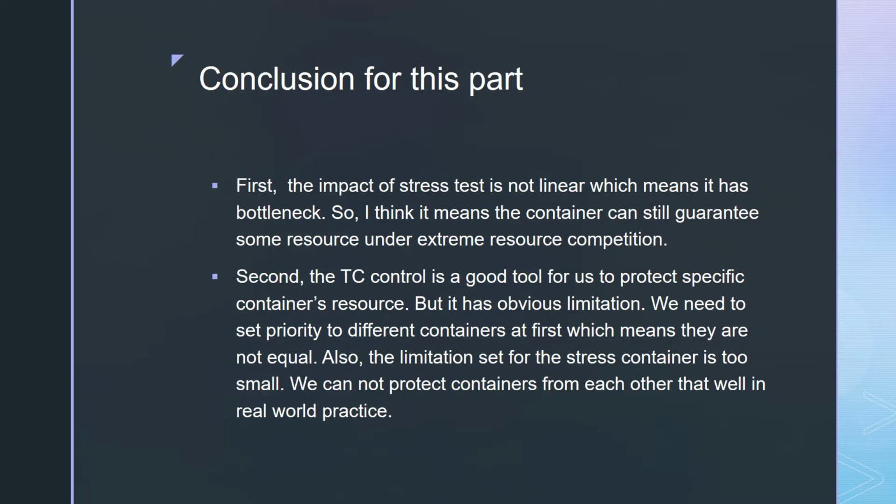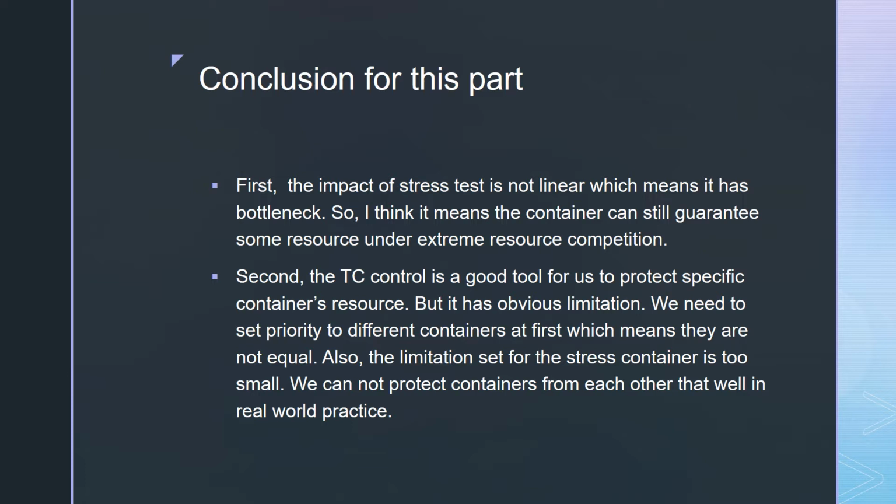Then based on the analysis, we can draw conclusions for this part. First, the impact of the stress test is not linear, which means it has a bottleneck. So I think it means the container can still guarantee some resources under extreme resource competition. The second is that the TC tool is really a good tool for protecting a specific container's resources, but it has obvious limitations.